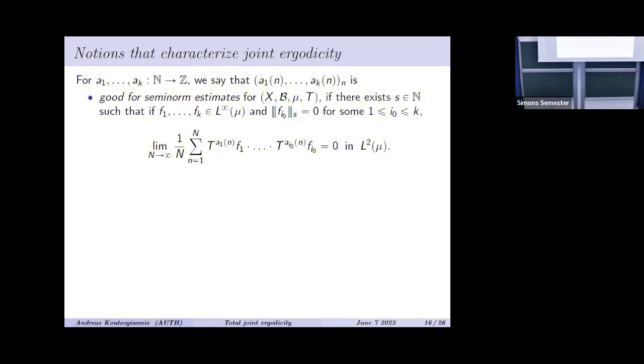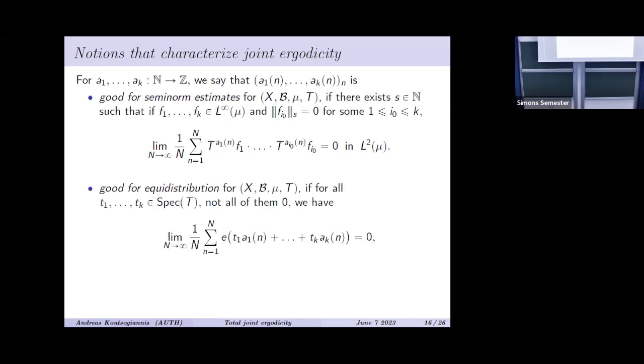And in the previous problem that Sebastian was explaining, the hard part for us was to show this. So in the case of polynomials, this was known, and actually even more generally, even for some special class of variable polynomials. So this is for free for us if you're studying polynomials, polynomial iterates, and also good for equidistribution for the system. If for all t_i in the spectrum of T, not all of them 0, so again, you're taking a non-trivial linear combination of your sequences, you have this, where e(t) is e to the 2 pi i t, and the spectrum of T is all the t's in the torus such that e to the 2 pi i t is an eigenvalue of T.